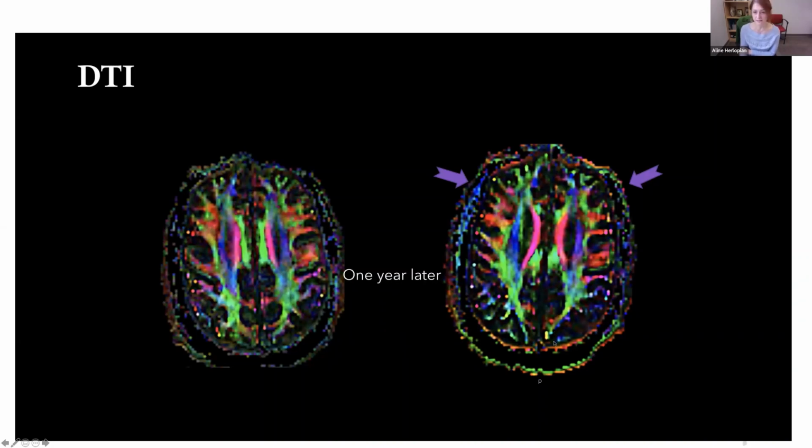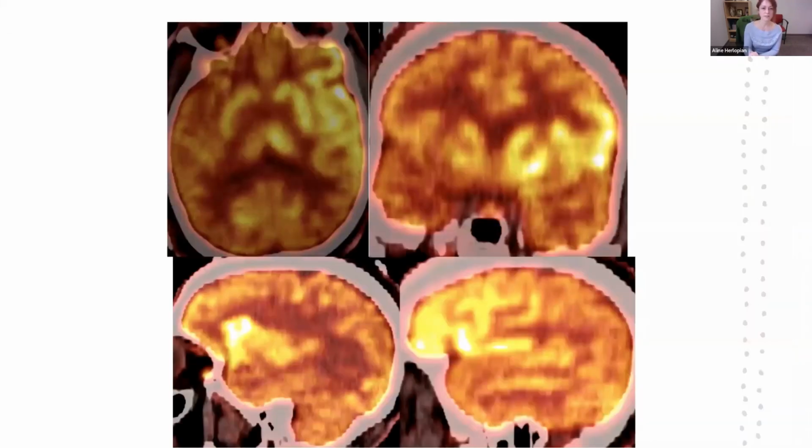Basically, the green means that there are tracts going from the posterior to the anterior part of the brain on the anterior axis. The red goes from lateral to medial or medial to lateral, and the blue marches down towards the brainstem. So if you see here, there is loss of signal in this area, which means that the tracts over time are being affected not only by his disease process, but epilepsy can also be part of the etiology. So this is the PET scan during his seizures.